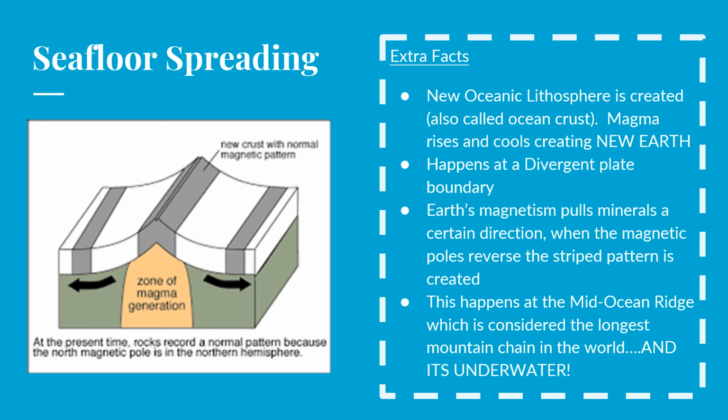Some extra little facts. New oceanic crust is created at the mid-ocean ridge, and we call that oceanic crust because of where it's created. It happens at a divergent boundary. The magnetism pulls the minerals in certain directions, and that's where we talked about the magnetic reversals. It happens at a mid-ocean ridge, and it's considered the longest mountain chain in the world, and it's underwater.